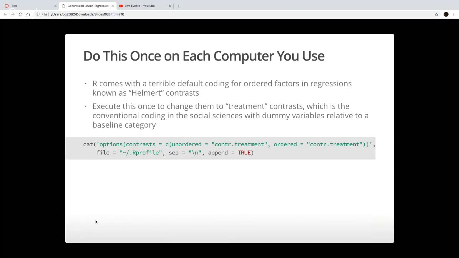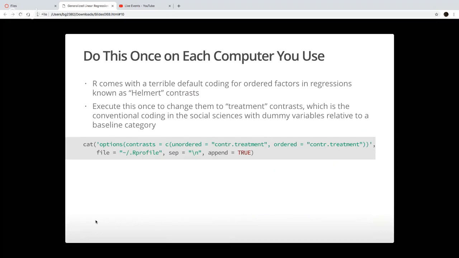It does something called Helmert contrast. I don't even really know what Helmert contrasts are. I've literally encountered 0 people who were like, I want Helmert contrast. But somehow it's the default in R.